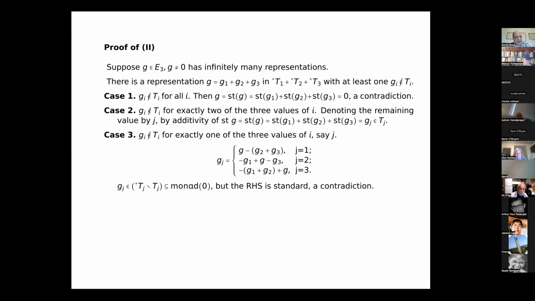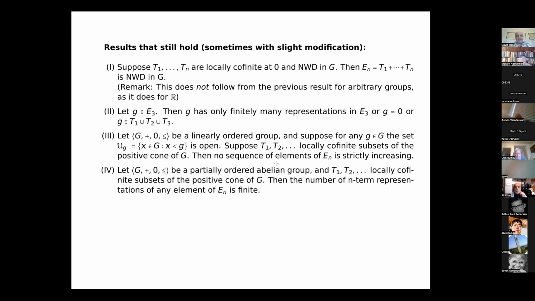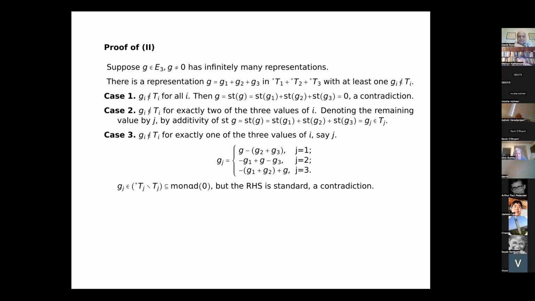So again, this proof is really quite easy just by inspection, and more or less the same argument as the original non-standard Sierpinski argument. Three is kind of interesting. This is the fact that there's no infinite increasing sequence of elements if we're starting with elements in the positive cone.